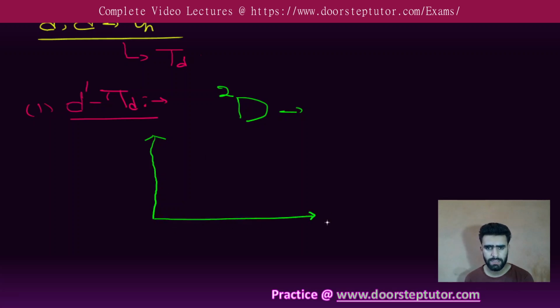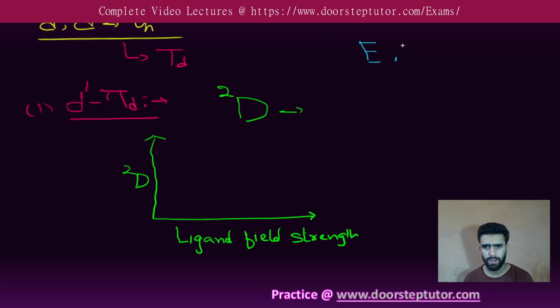Here on the x-axis we have ligand field strength, and on the y-axis this is our D2 term. Now what will happen here? Since we know that in the tetrahedral case, D2 splits into E and T2 terms.